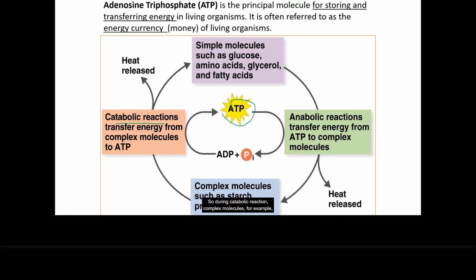Catabolic reaction. During a catabolic reaction, complex molecules, for example starch, proteins, and lipids, will be broken down into simple molecules such as glucose, amino acids, glycerol, and fatty acids. And during this process, energy will be released, produced. So this is what it's showing in here. Energy is produced, and during this process, adenosine diphosphate and phosphate will be connected and an ATP molecule will be produced.